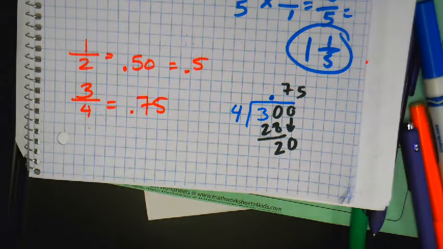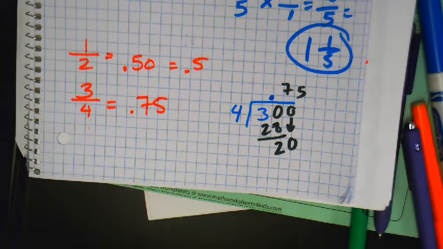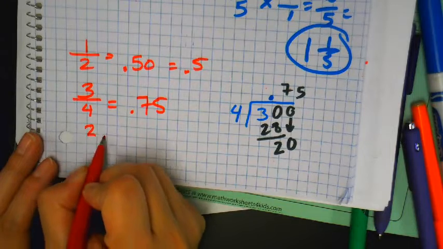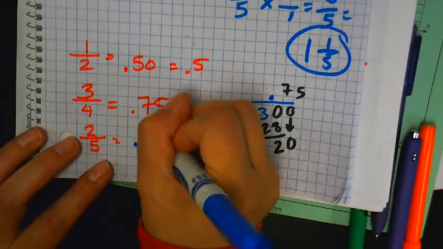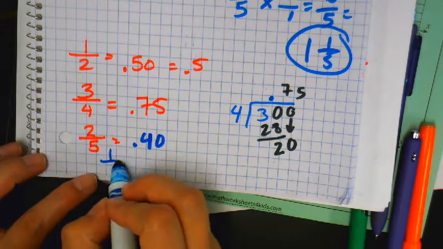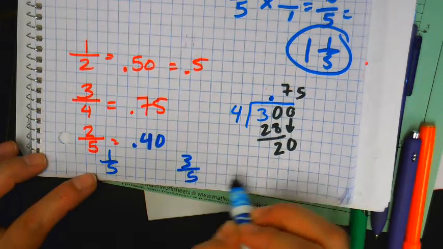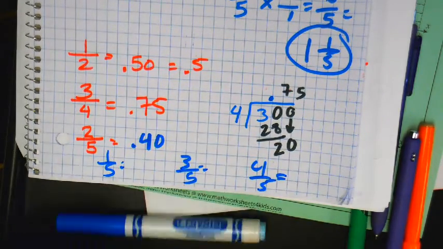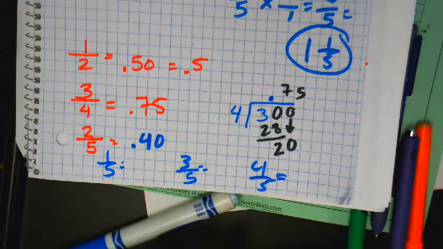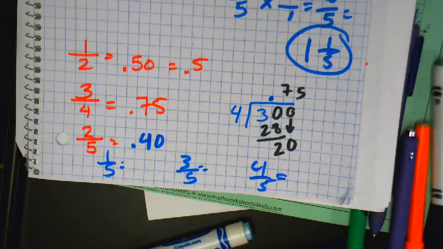Okay, we're on a streak. Let's do this. 2/5. Does anybody know what the decimal of 2/5 is? It does not have a 2, and it does not have a 5. 0.4. 0.40, 0.4. 1/5, 3/5, 4/5. There's a pattern. What is 1/5? What is 3/5? What is 4/5?